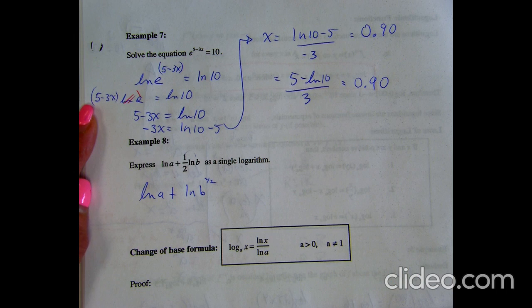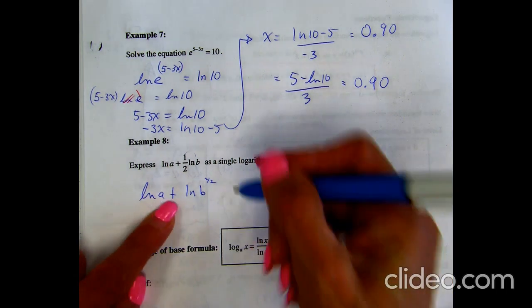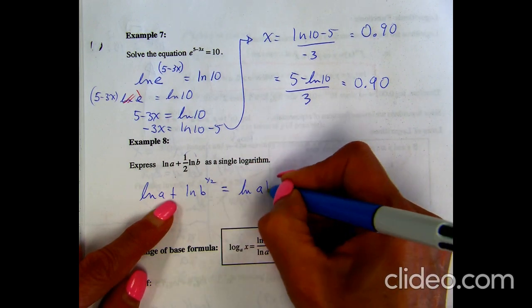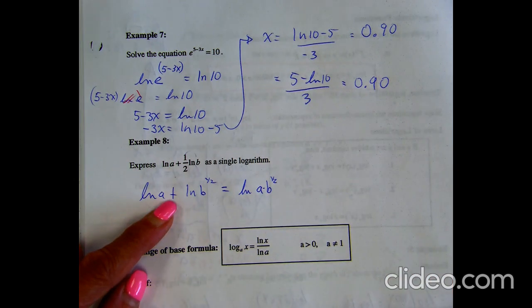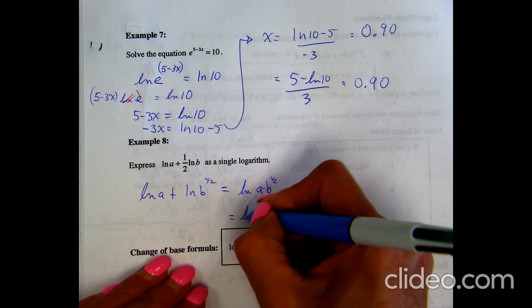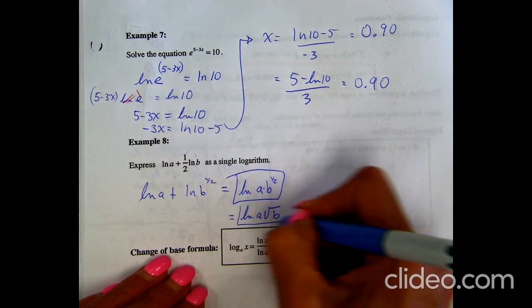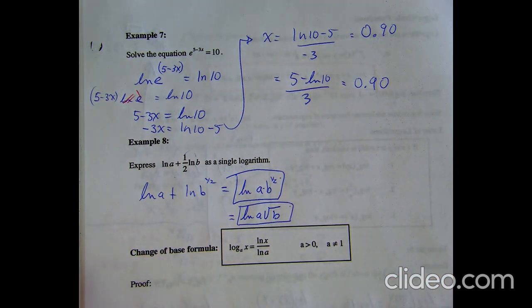So bring the exponent up first. The bases are the same, they're both lns. We're adding outside, which means we multiply inside. The ln of a times b to the 1/2. You could also write it this way, the ln of a root b. Both of these are acceptable. One is just in exponential, the other in radical notation.